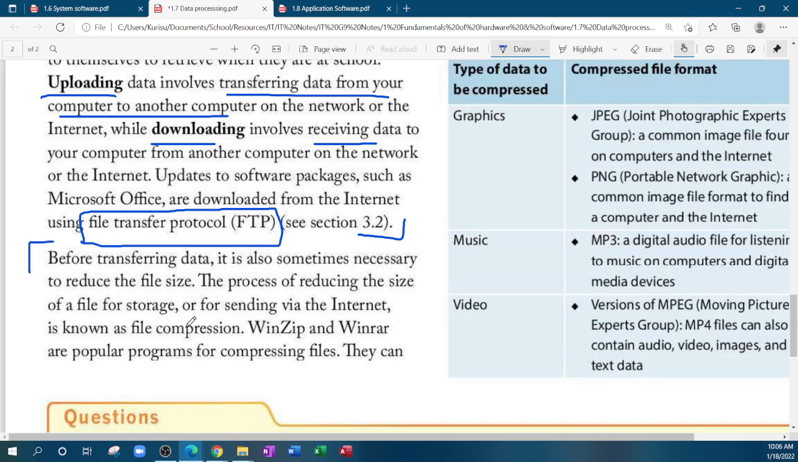Smith? Start from before transferring data. Yes.